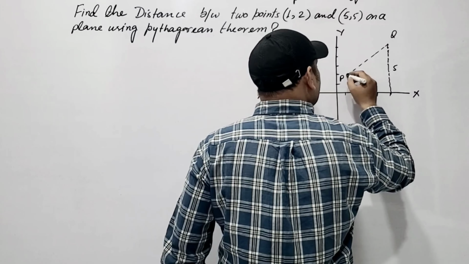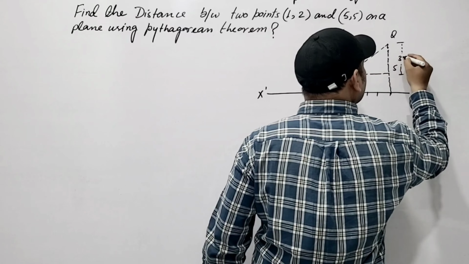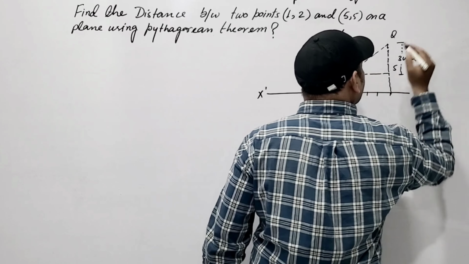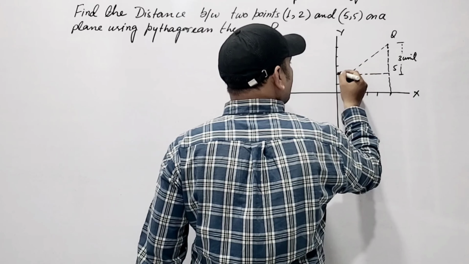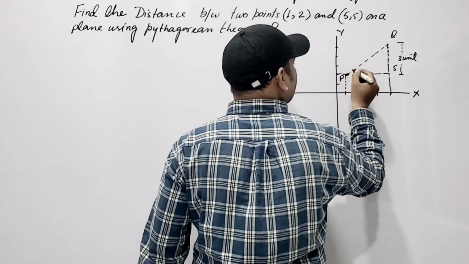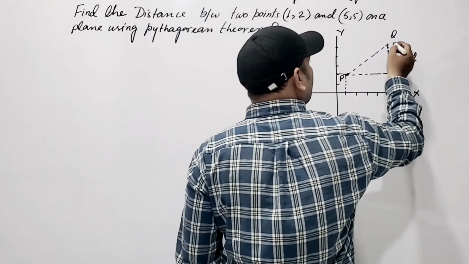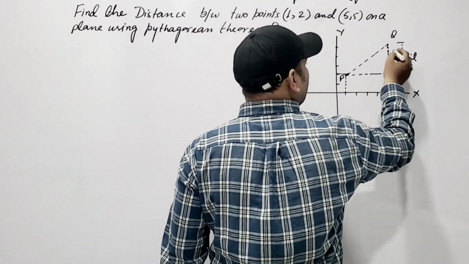Means the remaining distance is what? 3 units. Clear? This point is 1 unit away from the y-axis, and this point is 5 units away from the y-axis. It means this remaining distance is what? 5 minus 1, which means 4 units.